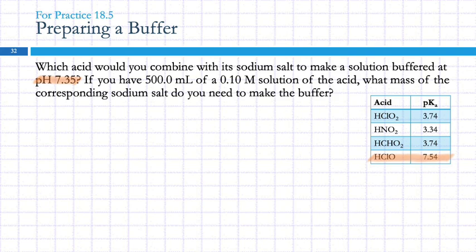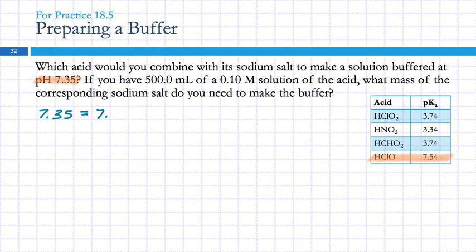Well, yes, the most effective buffer is when you have equal amounts. But the thing is, if we have equal amounts, the pH will be 7.54. We want this pH to be 7.35. So we can't have them be equal. So we can use the Henderson-Hasselbalch equation in a different way. So we want the pH to be 7.35.